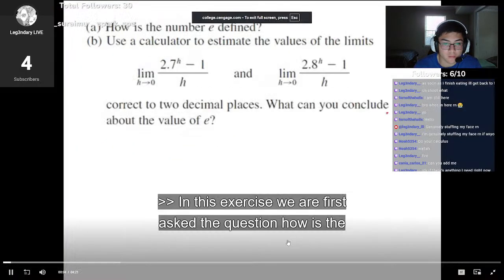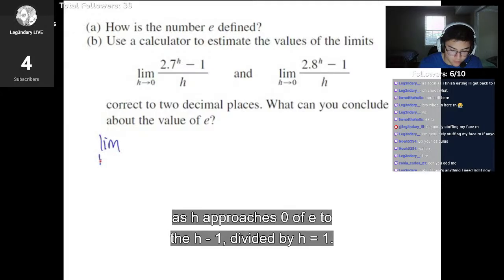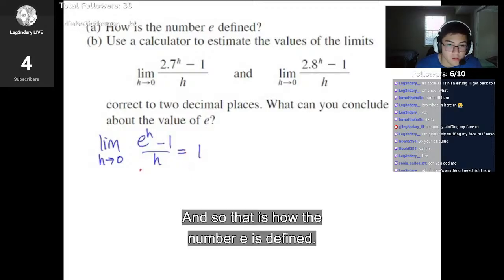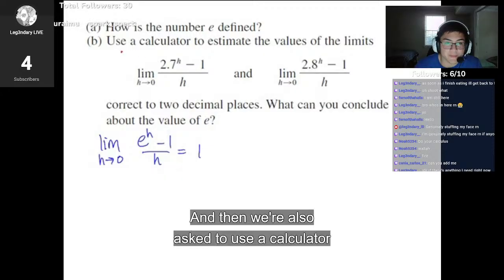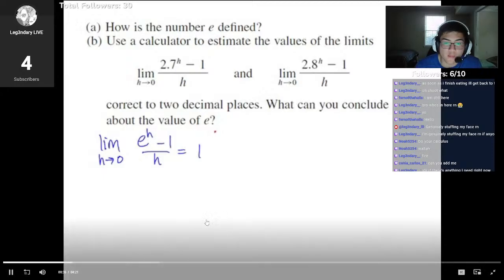In this exercise, we are first asked the question, how is the number e defined? And the number e is the number such that the limit as h approaches 0 of e to the h minus 1 divided by h is equal to 1. And so that is how the number e is defined. And then we're also asked to use a calculator to estimate the values of these two limits correct to 2 decimal places. And then we are asked what can we conclude about the value of e.